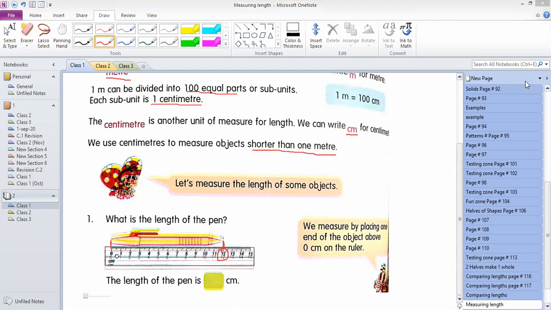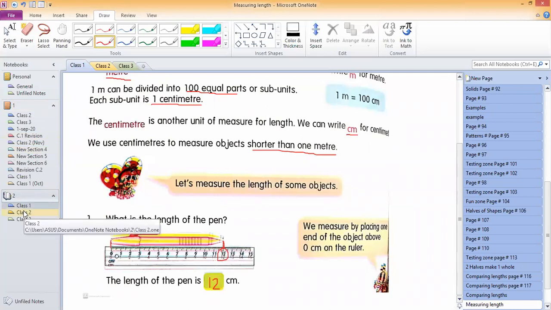Guys, this is not in your book, I tell you. This is 12 centimeter. How do you know it is 12 centimeter? Because the other end is reaching the number 12.